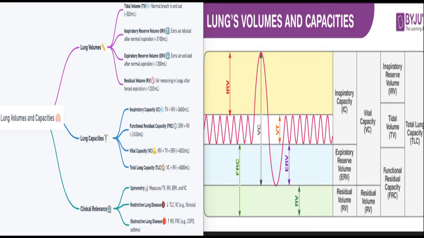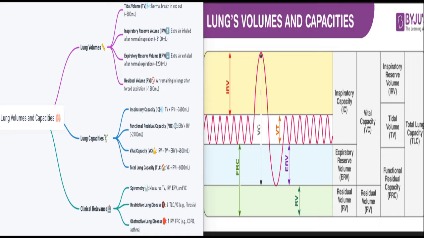So with the measurement of lung volumes and capacities, spirometry can measure all lung volumes except the residual volume, and all lung capacities that have residual volume as a component cannot be measured by spirometry.